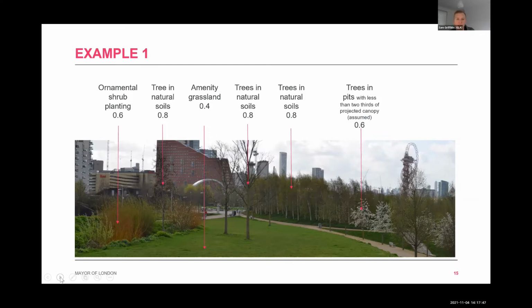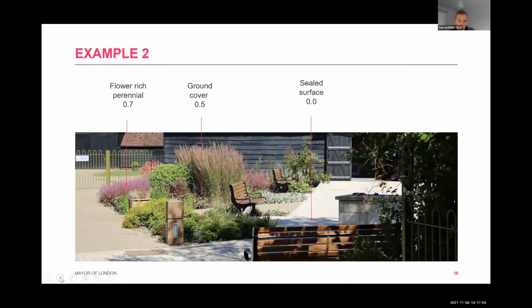And then of course we've got our amenity grassland, which needs little explanation. So that's just one example. We're going to go through a few others. Here's another one, a bit more of a courtyard setting. Again, we've got a few different areas of planting.